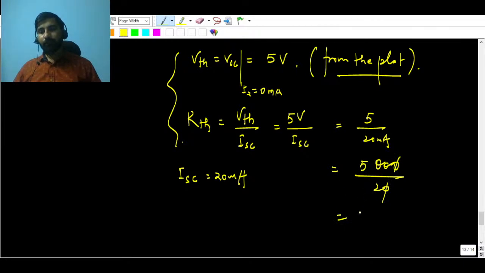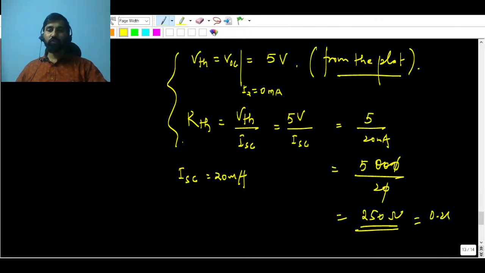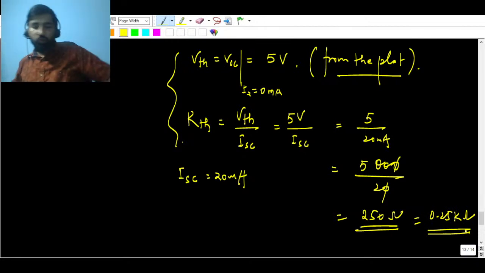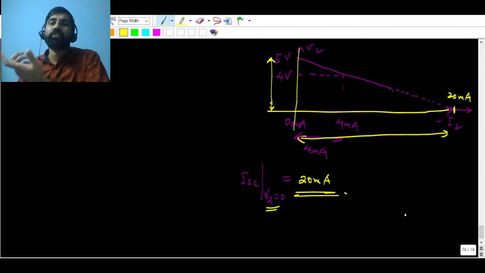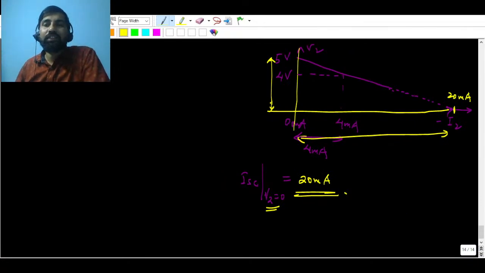So it will be what? It is going to be 250. Or you can say it is going to be 0.25 kilo ohm, right? So you don't have to write the y2 minus y1 upon x2 minus x1 kind of a thing, right? The straight line equation. So this question seems a very easy question, right?